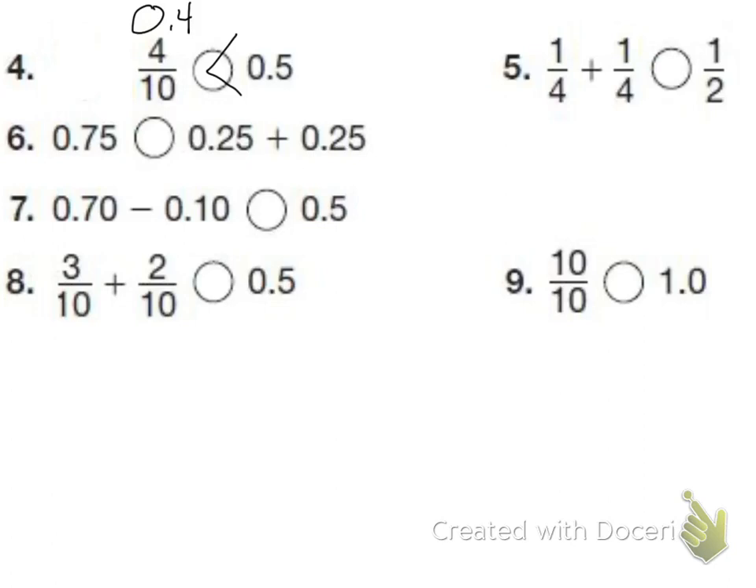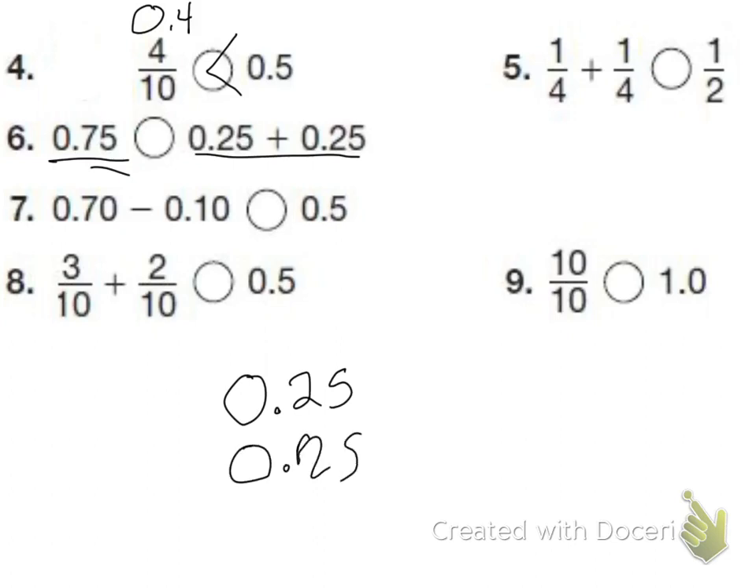For number 6, it says 0.5 and then 0.25 plus 0.25. So 0.25 plus 0.25: 5 plus 5 is 10, carry the 1. 1 plus 2 is 3, plus 2 is 5. So we have 0.75 and 0.5. That means that 0.75 is bigger.